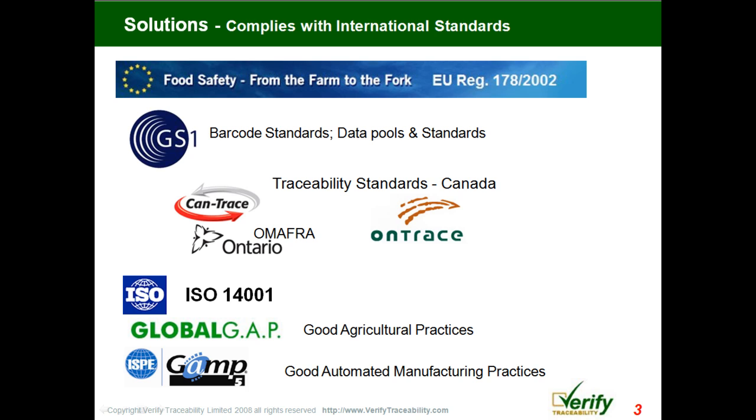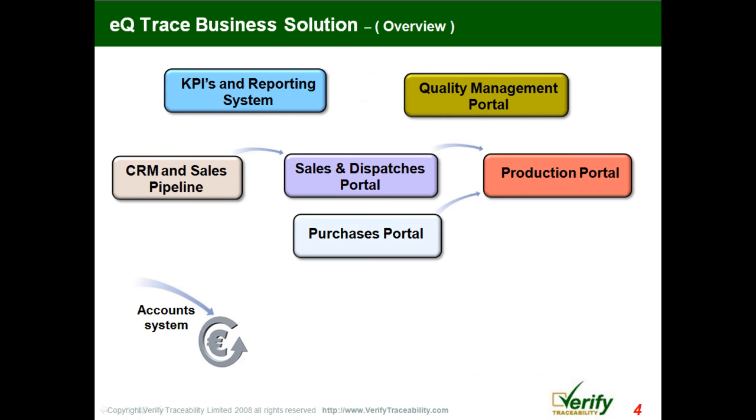Here are the food regulations that it applies to. HACCP is included. You can see traceability, Canada Trace, ISO 14000, Global Gap, and of course many other British and European standards from across the world. You can see that it is applied in Canada as well. So quite international. We will be able to help you with that.